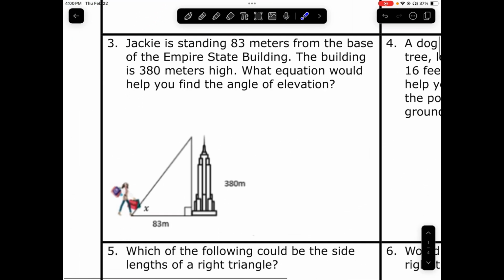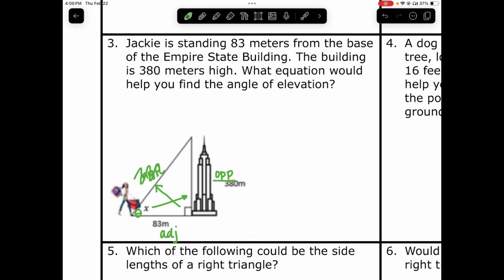Number 3, Jackie is standing 83 meters from the base of the Empire State Building. The building is 380 meters high. What equation would you use to find the angle of elevation? Clearly this is our theta, which means this is the opposite because it's across from theta. This would be our hypotenuse because it's across from the right angle, but the hypotenuse is blank, so we don't need to worry about it. Since that was the hypotenuse, the only one left is adjacent.